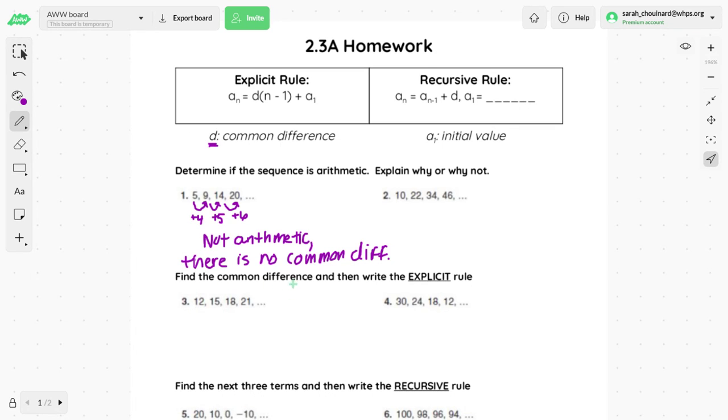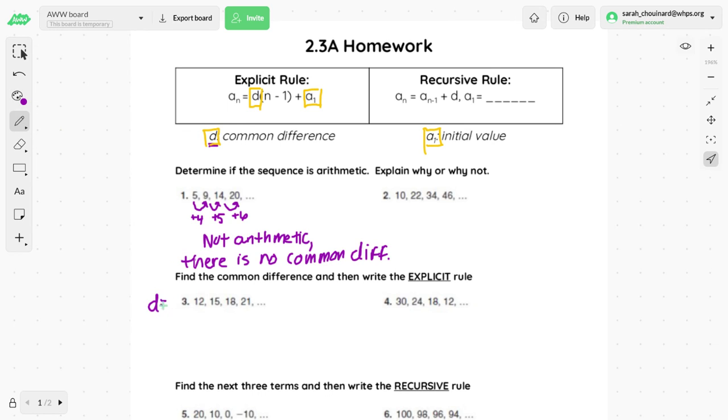So they want us to find the common difference, then write the explicit rule. So that's going to be this one up here. And so to do the explicit rule, all we need to do is plug in the parameters d and a sub 1. So d, we already said, is the common difference, what we're adding or subtracting. And then a1 is the first value, the initial value of the sequence. So let's see what d is. Let's see what a sub 1 is.